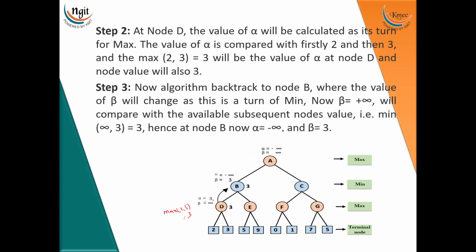Now at step 3, the algorithm backtracks to node B, where the value of beta will change, as this is the turn of min. Now beta equal to plus infinity will be compared with the available subsequent nodes. It is min's turn, so min is compared with infinity comma 3. The minimum of infinity and 3 is obviously 3. So now at node B, alpha equals minus infinity, it will be the same, and beta equals 3. Now coming to step 4.